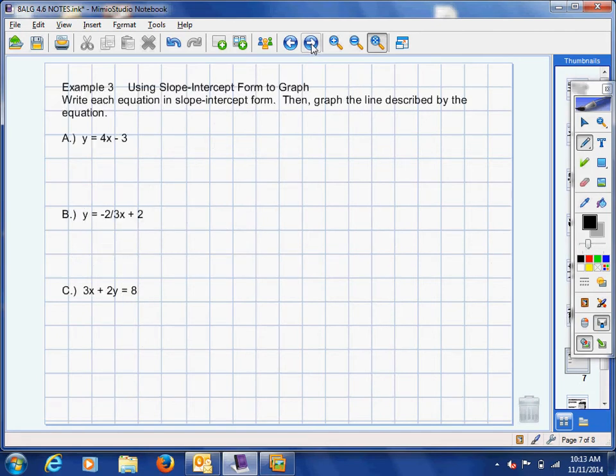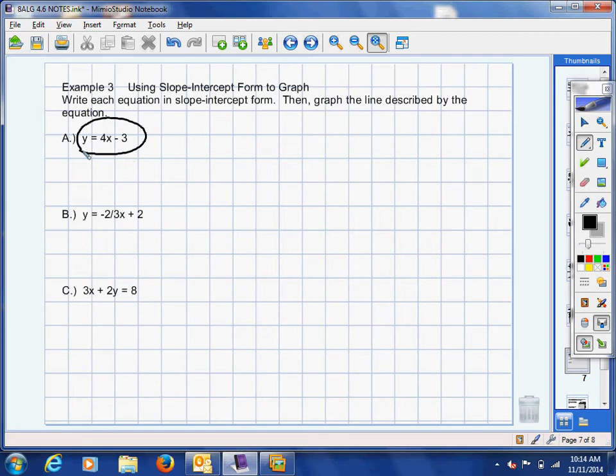So let's get to this next page in your notes, example 3. We're going to actually use slope-intercept form to graph. And we're going to write each equation in slope-intercept form if it's not already in slope-intercept form. And then we're going to graph it just like we did in example 1. If you know the intercept and you know the slope, you can graph any line. So let's go ahead and get started with letter A.